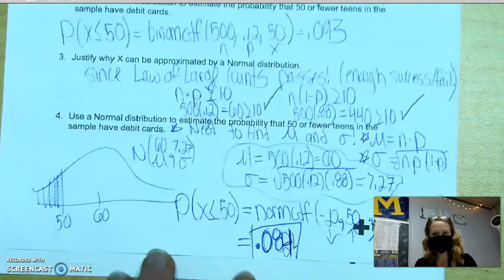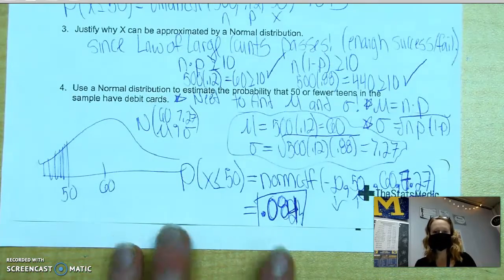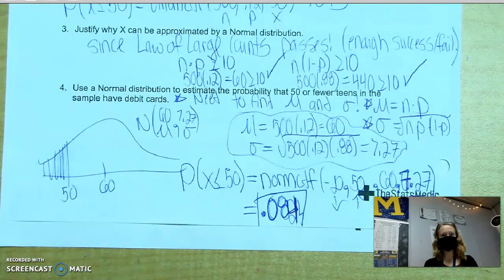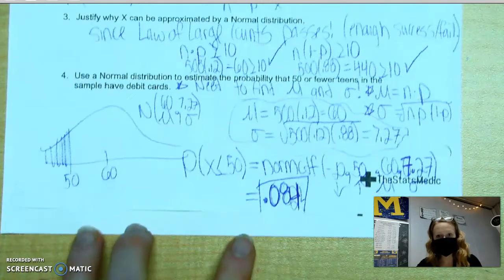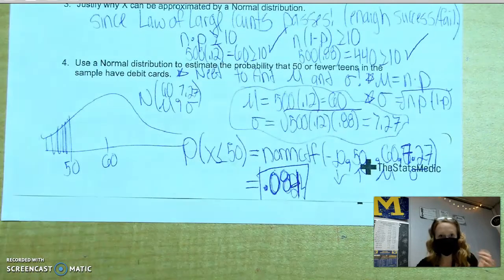Number 3, the reason you're able to approximate using a normal distribution is you have a good enough count. And then for number 4, in order to use that normal distribution, remember you have to find the mean and the standard deviation. This is something that we learned how to do in 6.3 day 2. And then you can take a look at all of my work. This would get you full credit on a test or a quiz.